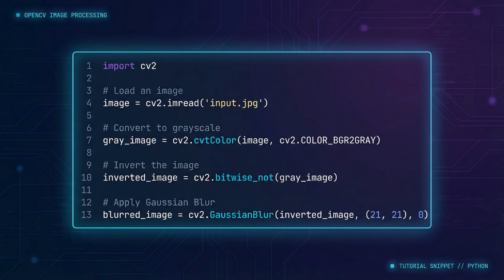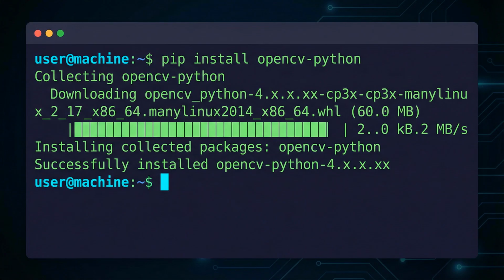We'll be using a popular Python library called OpenCV, which makes complex computer vision tasks much more accessible. We'll walk through the code step by step. First, let's set up our project. You'll need to have Python and pip installed on your system. Then we'll install the OpenCV library by running a simple command in the terminal: pip install opencv-python.